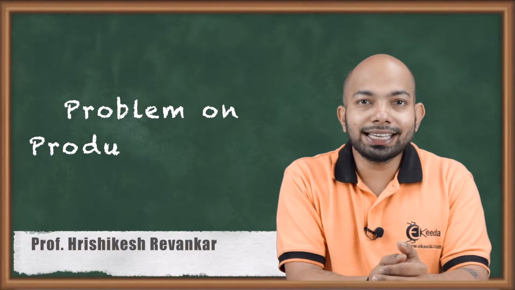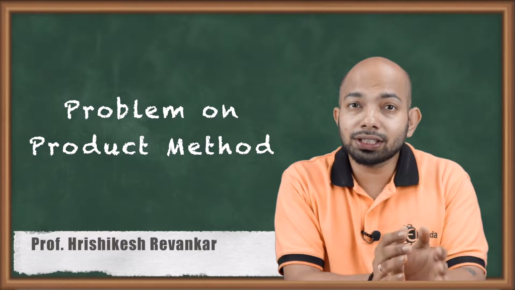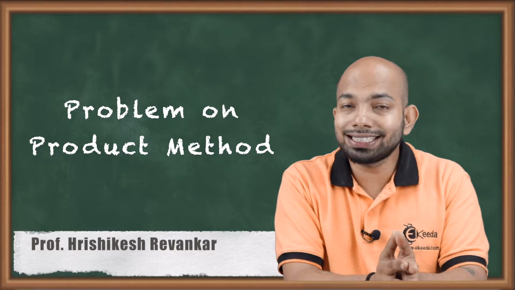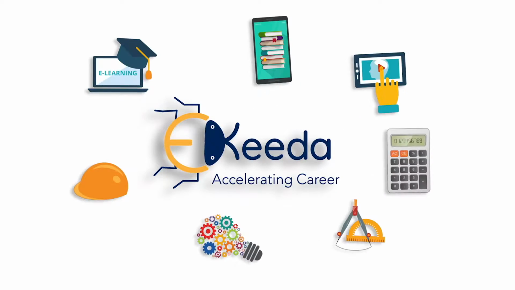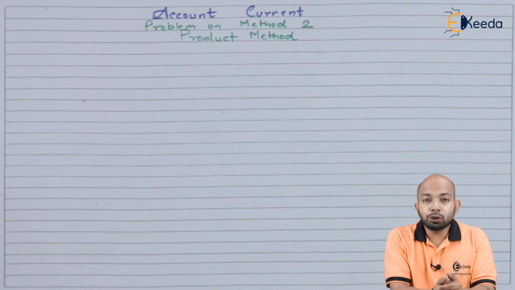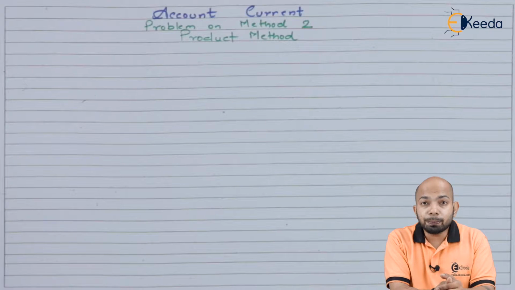Hello friends, we'll be discussing another illustration which will be related to the second problem of account current, or rather the account method's second problem. So when we're talking about the second method, the first method was when we had to figure out the specification related to maintaining or making of account current, which is the first one being the interest method. The second one will be the product method.